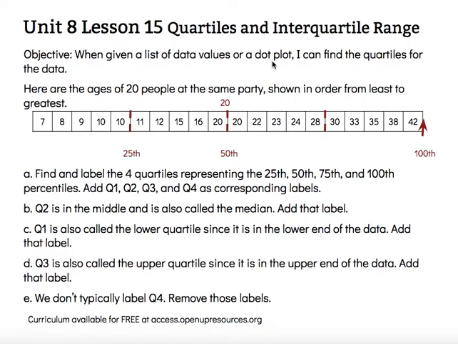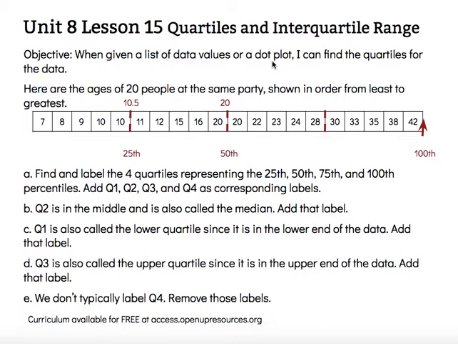We can look right there at the 25th percentile, again representing that 25% of the data is to the left and 75% of the data is to the right of that particular point. You can see that falls right in between 10 and 11. So if I marked the 25th percentile as 10, that would be too low, and 11, that would be too high. So I have to find the number right smack dab in the middle, and that's 10.5.